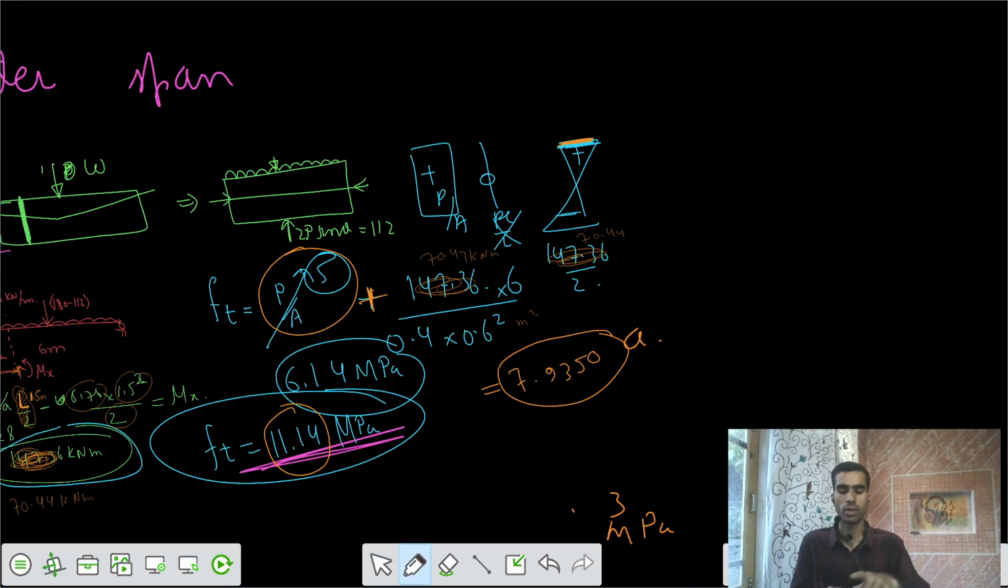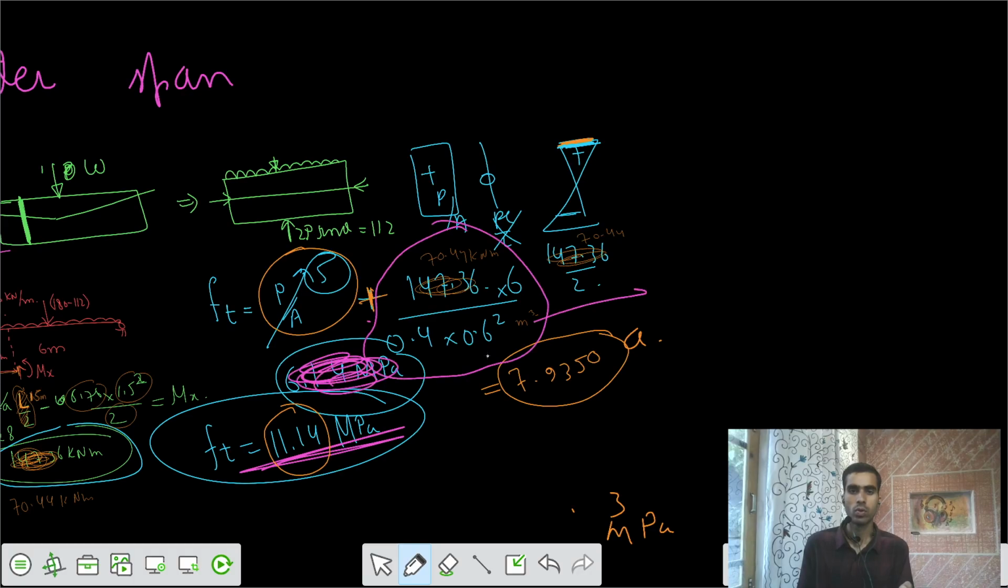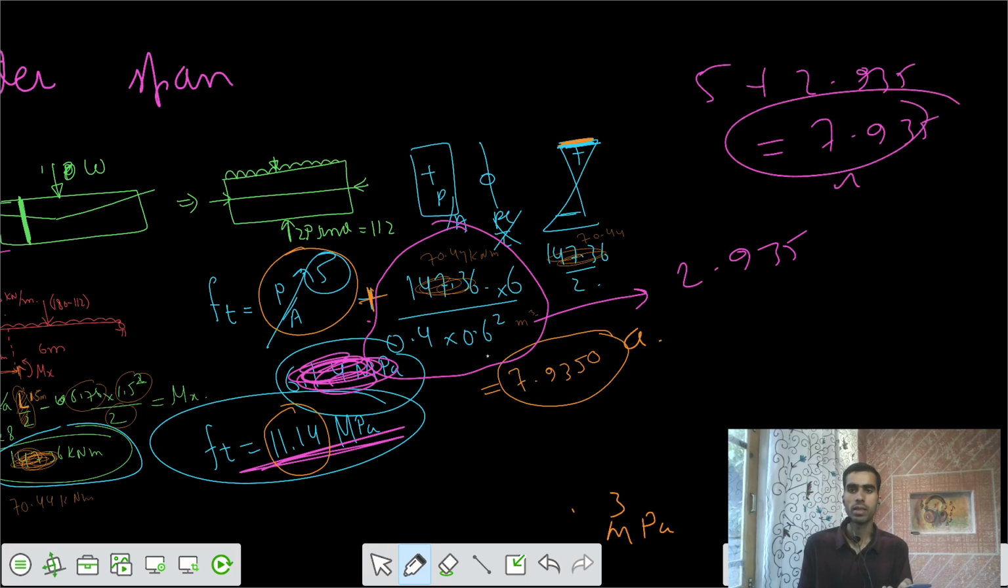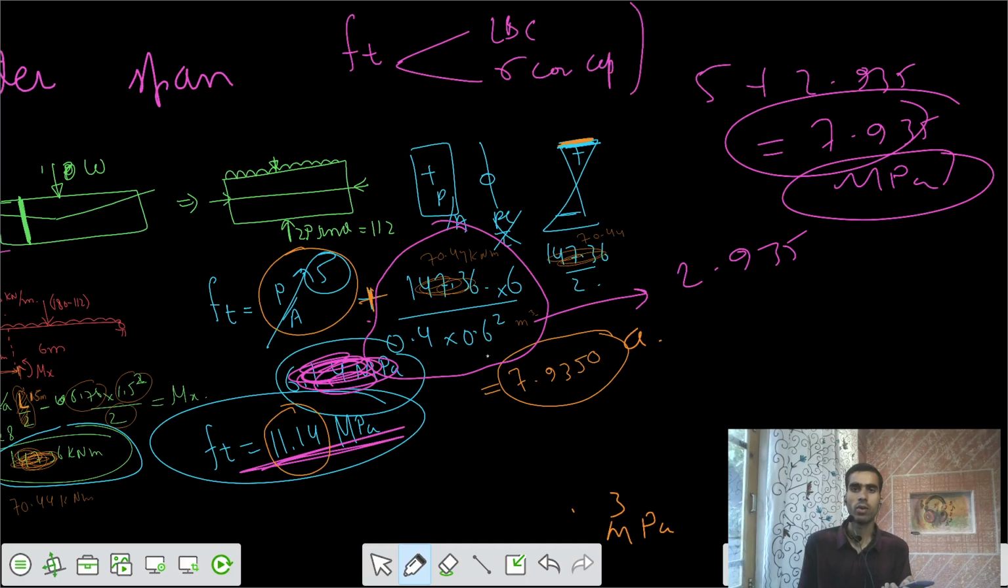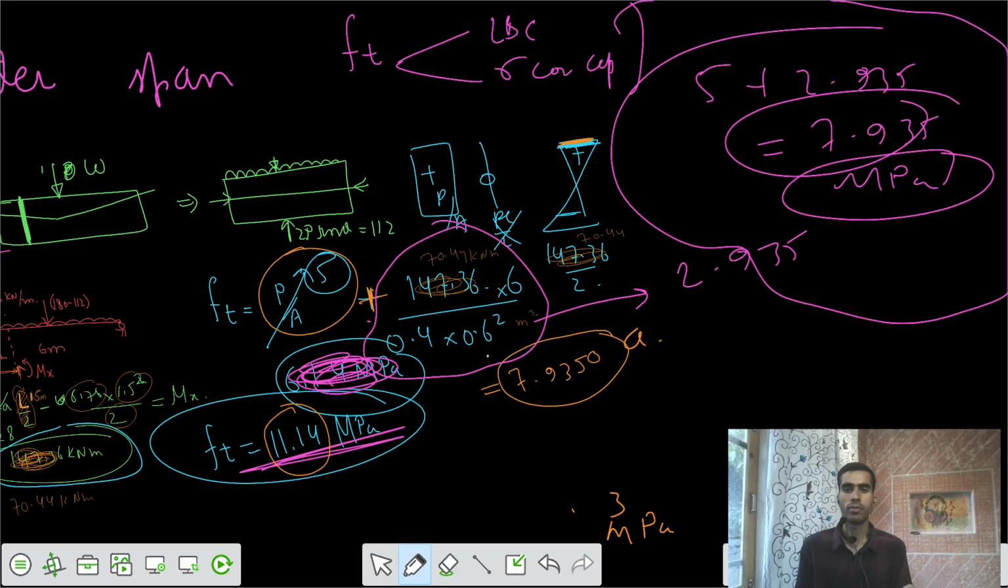So you can check that 70.44 divided by section modulus and into 6, that is 2.935. So this part is 2.935. So overall the value would be 5 plus 2.935, that is 7.935 megapascals at the top. So we had to calculate the stresses at the top by load balancing concept and by the stress concept, and we got the same value, that was 7.935 megapascals at the quarter span section.